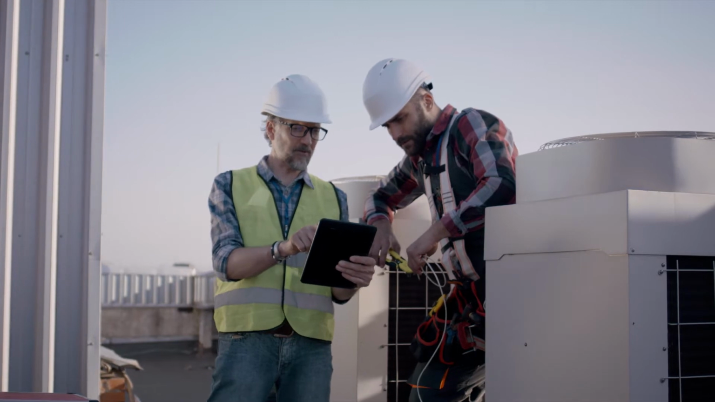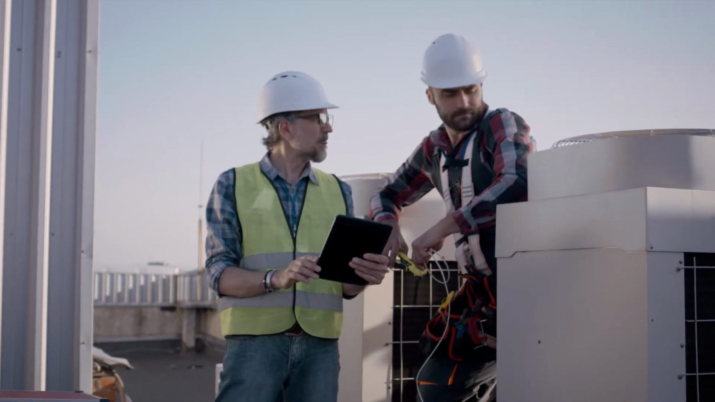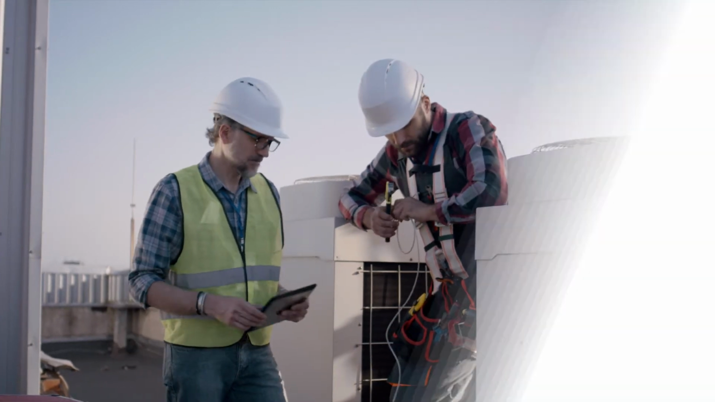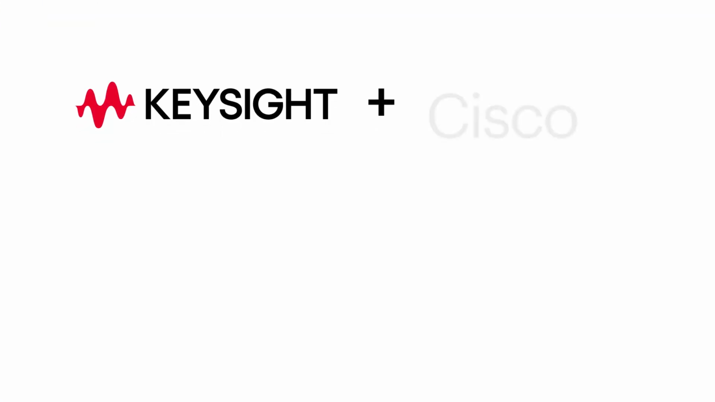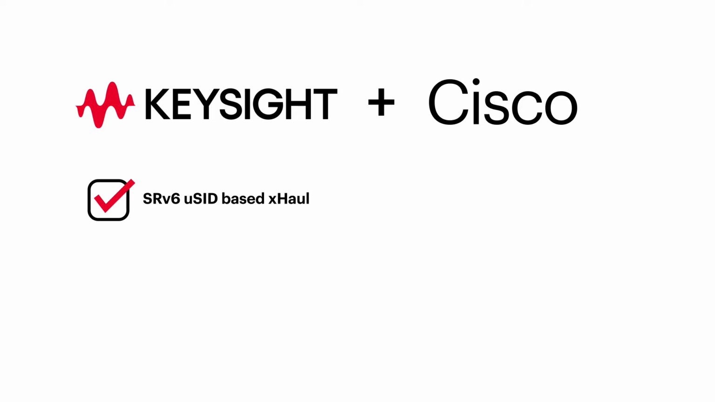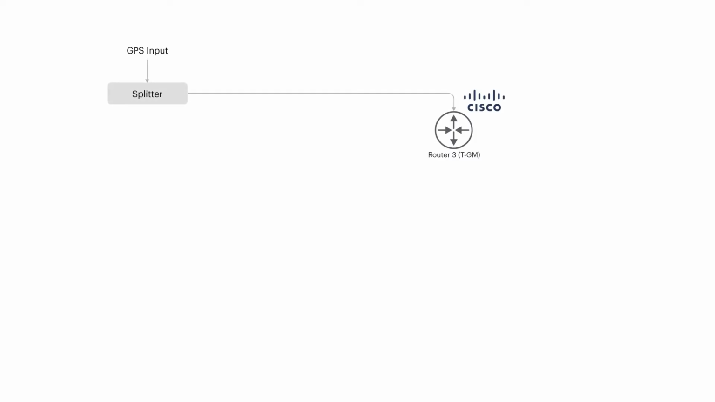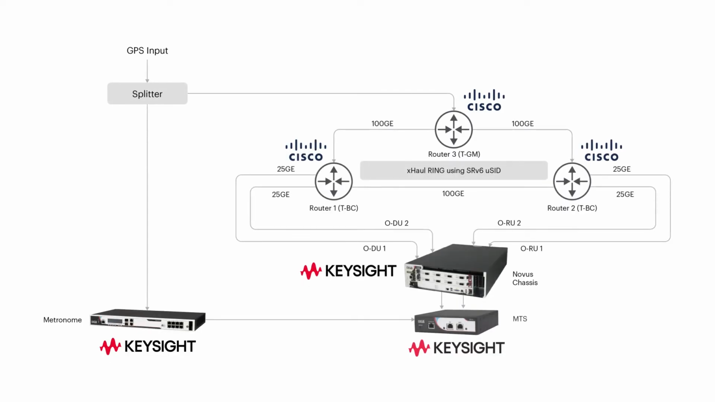Second, we need transport equipment, cell site routers, and aggregation routers to build an actual xHaul transport topology. Keysight has partnered with Cisco to showcase how SRv6 uSID-based xHaul transport architecture meets operators' requirements for eCPRI fronthaul and convergence with non-eCPRI traffic. The test measures the important fronthaul characteristics like latency and jitter in the presence of realistic C-plane and U-plane traffic. Now, let us take a quick look at the setup that was built in the UNH IOL lab.